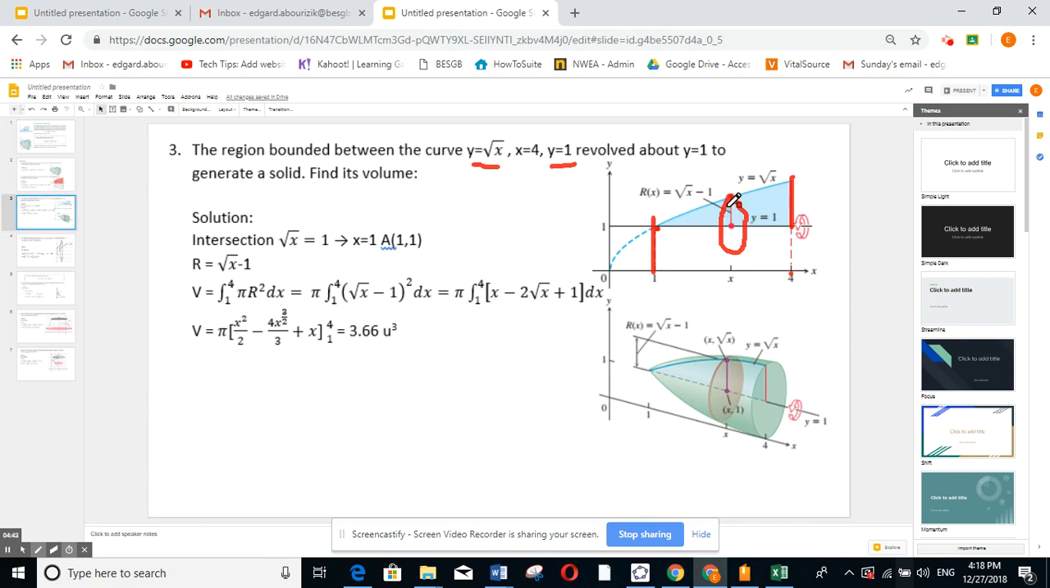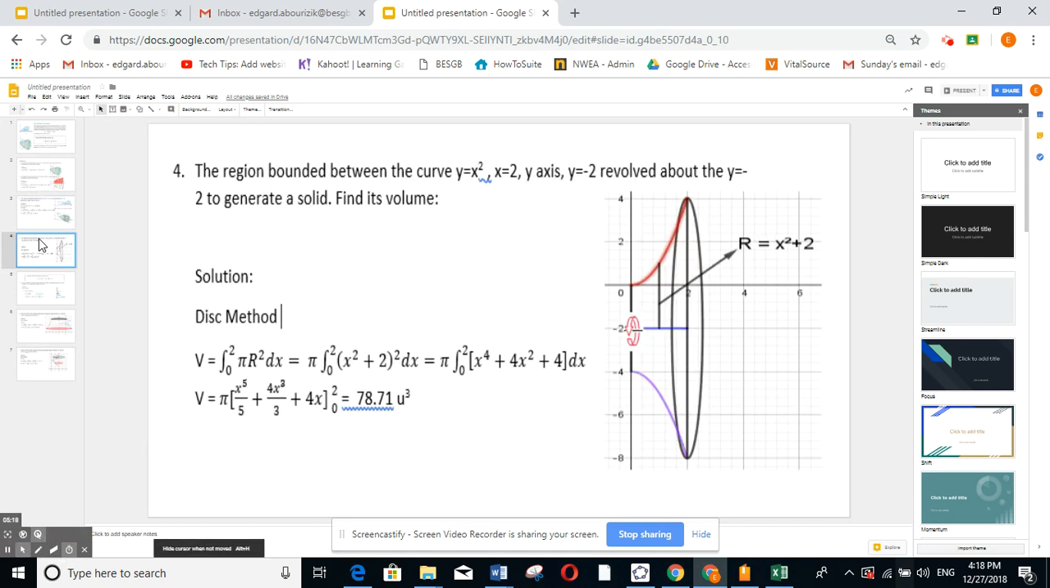To find the radius, I know this whole thing is root x, and I know from here till here it is 1. So what will be the radius here, that you can see very clearly? It will be root x minus this distance, which is 1. So the radius here will be root x minus 1, and it will be from 1 till 4, because the area enclosed is from 1 till 4. Pi r squared: you square the radius, you can expand and you can find the volume.